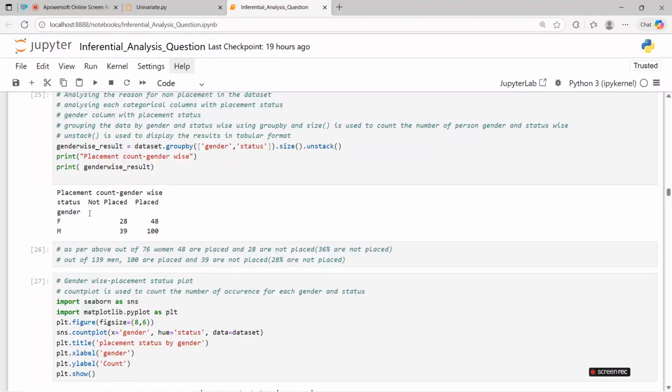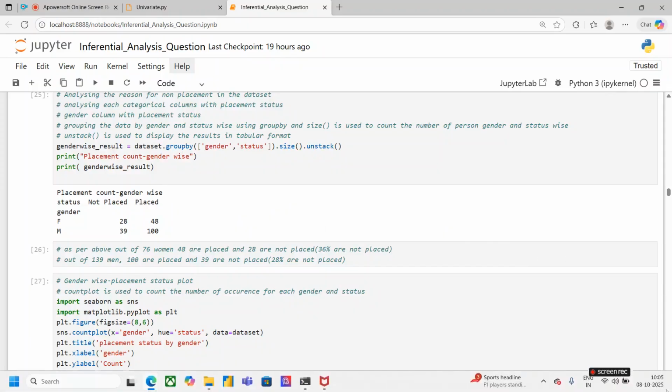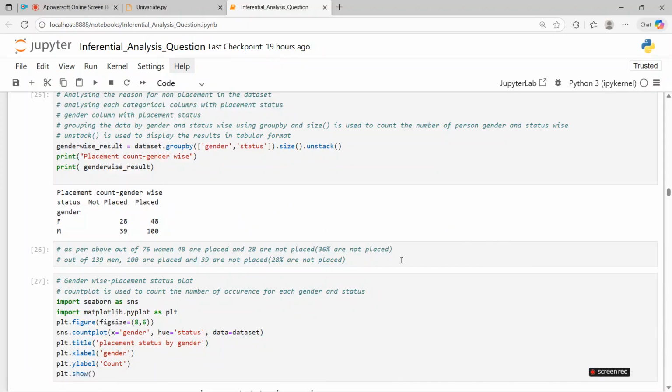We can see out of 76 women, 48 are placed and 28 are not placed. That is around 36 percentage not placed. Out of 139 men, 100 are placed and 39 are not placed. That is around 28 percentage not getting placed. So by this, we can say women are less likely to get placed compared to men.